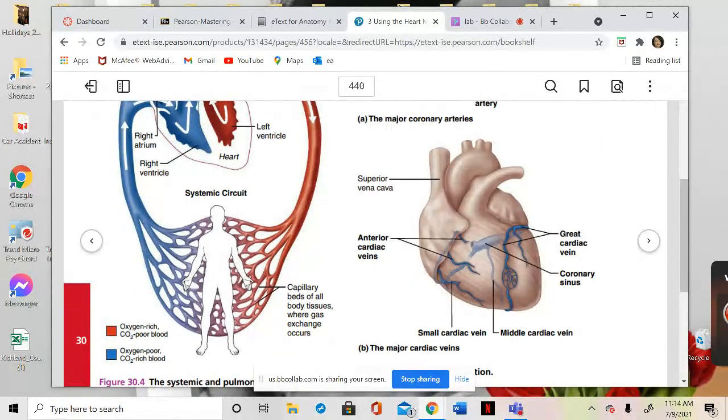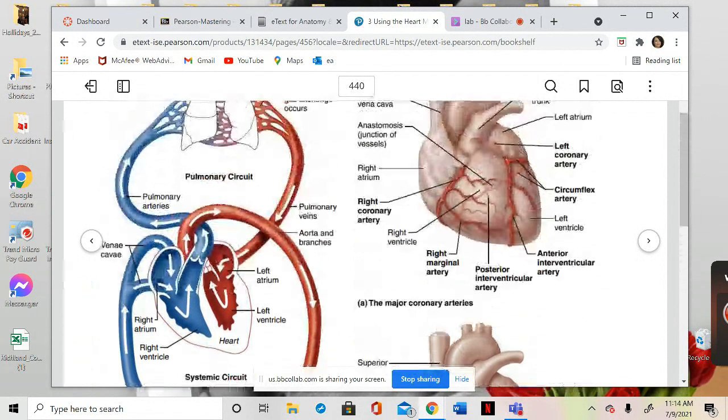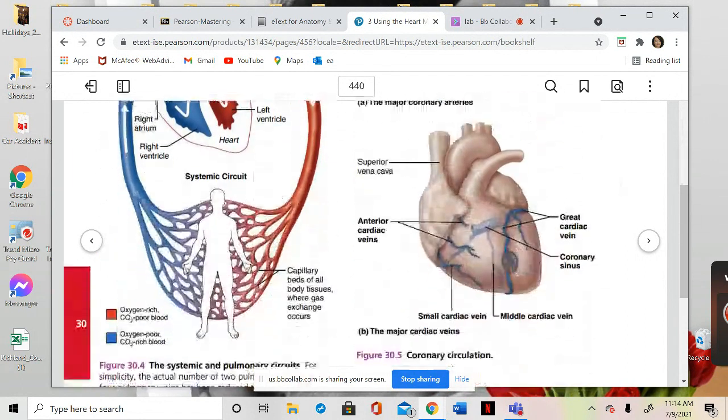The middle cardiac vein is localized in the interventricular sulcus parallel to the posterior interventricular vein. So that's the posterior interventricular vein, and the parallel for it is the middle cardiac vein.